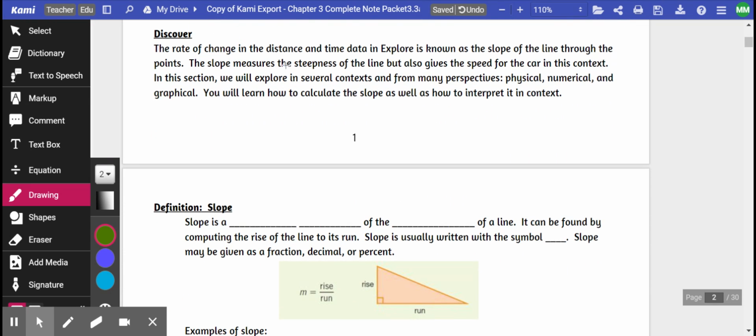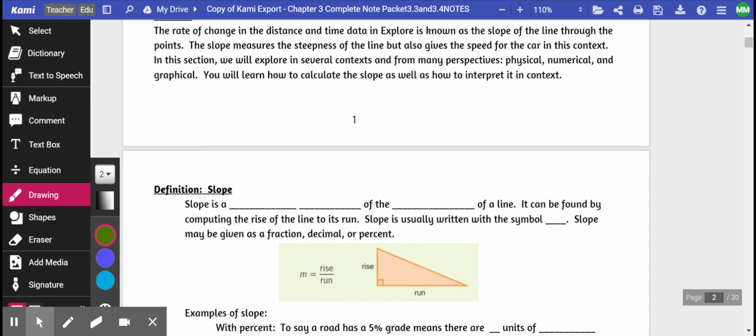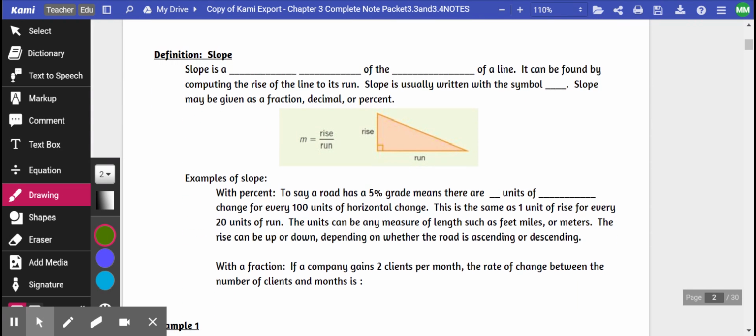The rate of change in the distance and time data in the explore problem is known as the slope of a line through points. The slope measures the steepness of the line, but also gives the speed for the car in context. So in this section, we're going to explore several different contexts and many different perspectives. It might be numerical, it might be physical, or graphical. And you're going to learn how to calculate the slope in those different contexts.